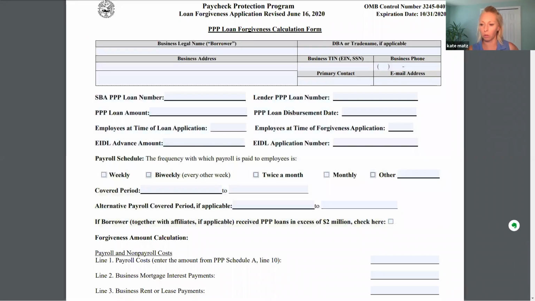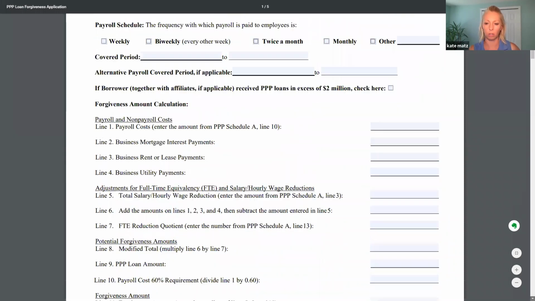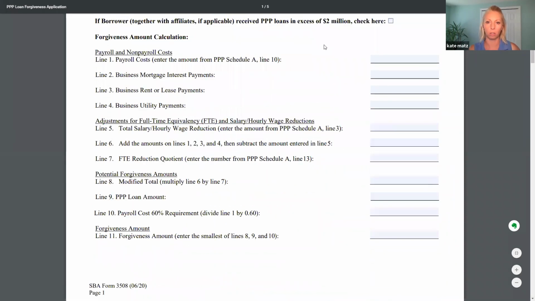All right, as we move down then to the bottom of that first page. Again, we took a quick look at this earlier, but we've got our payroll and non-payroll costs. We've got adjustments here to make for FTEs and salary and hourly wage reductions. And then we've got our potential forgiveness amounts, and then finally our actual forgiveness amount.